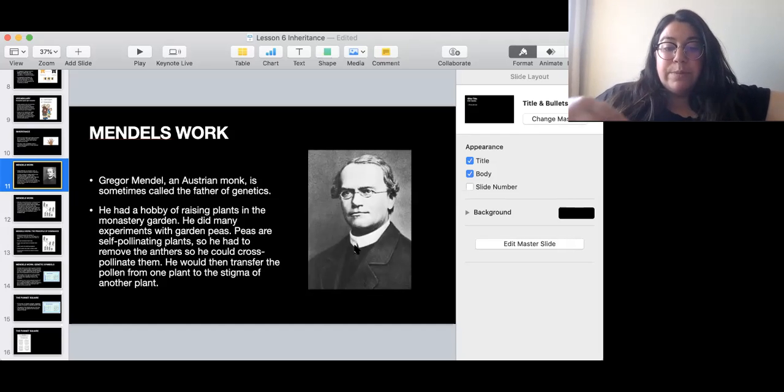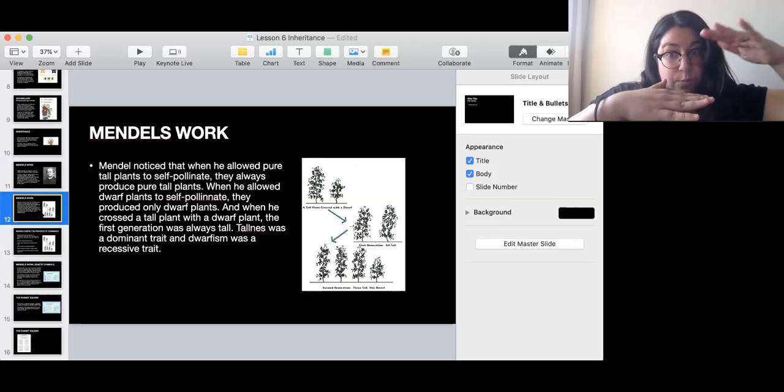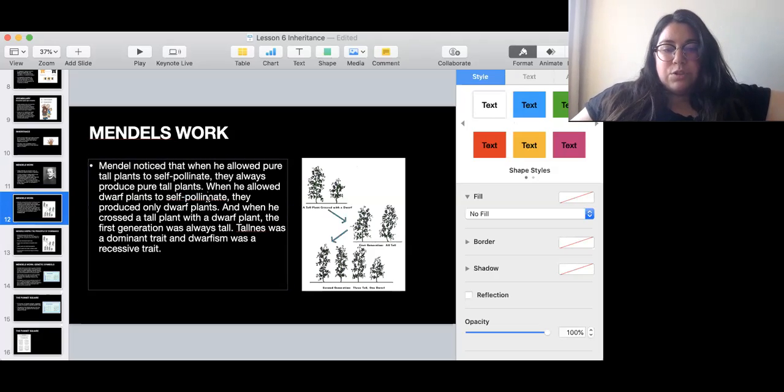So what he would do is he would remove the anthers, that part that has the pollen, so he would cross-pollinate them. It means that he would use the egg cells from one plant, but the pollen from another plant, okay? And he would do it really carefully. Why would he do that? Because he was doing an experiment. Mendel noticed that when he allowed pure tall plants to self-pollinate, they would always produce tall plants. And when he allowed dwarf, really small plants to self-pollinate, they would only produce dwarf plants.